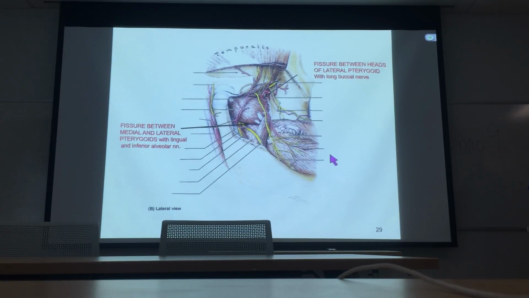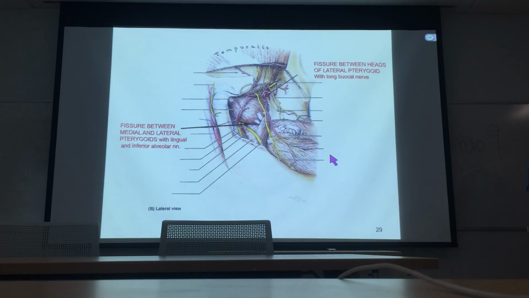Now, one point I want to bring up since we talk about both lingual and inferior alveolar is these two nerves travel through the fissure between the inferior head of the lateral pterygoid and the medial pterygoid. So out of this fissure right here come these two nerves. Long buccal was between the two heads of the lateral pterygoid. Inferior alveolar and lingual come out between the inferior head of the lateral pterygoid and the medial pterygoid.